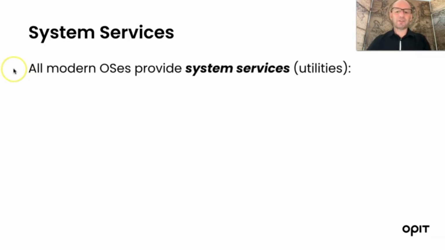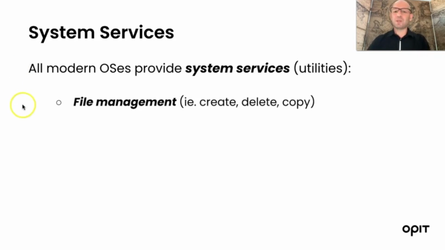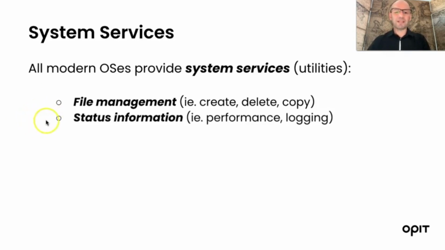So all modern operating systems provide system services, so a set of utilities. And these type of utilities are slightly different from operating system to operating system in how they're implemented. But conceptually, we need to have file management, so the ability to create, delete, and copy files. We need to have a way to keep track of status information. So performance information and logging information.